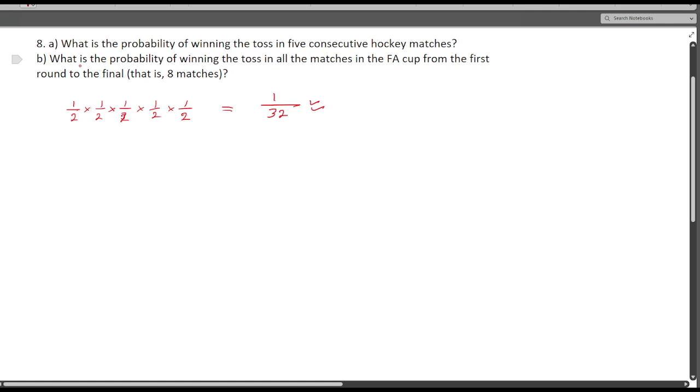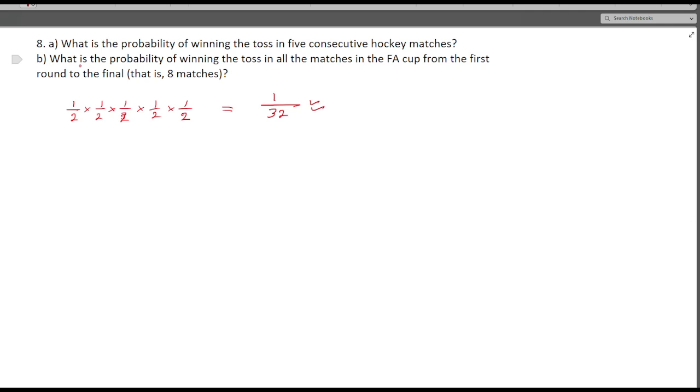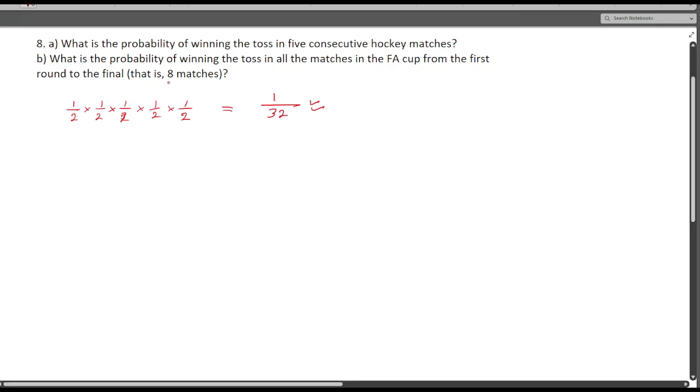The B part is, what is the probability of winning the toss in all the matches in the FA Cup from the first round to the final round? What is the probability of winning the tosses in all matches? So in all 8 matches, you are winning the toss. In the same way, your chance of winning the toss is going to be 1 divided by 2 power 8. Okay. So 2 power 5 is 32, then 64, then 128, then 256. So it is 1 divided by 256.